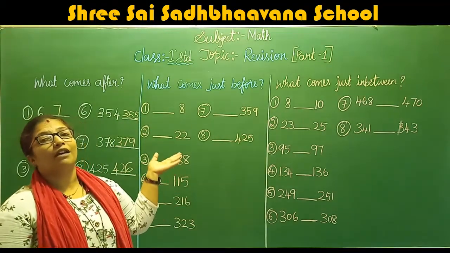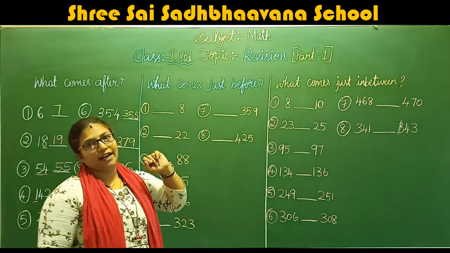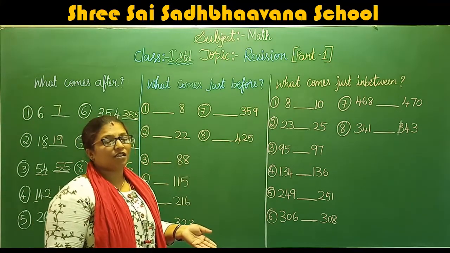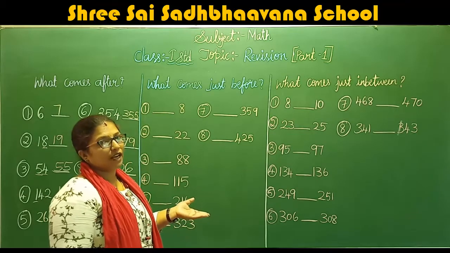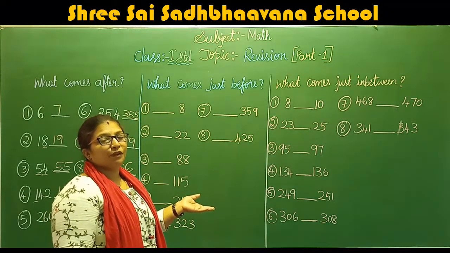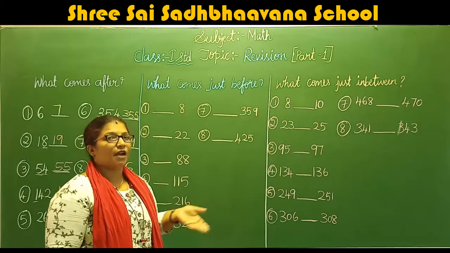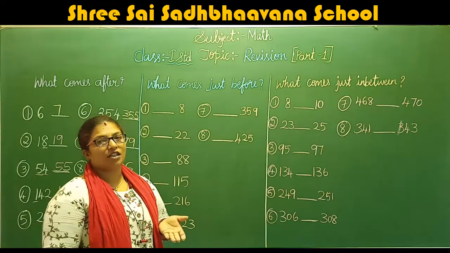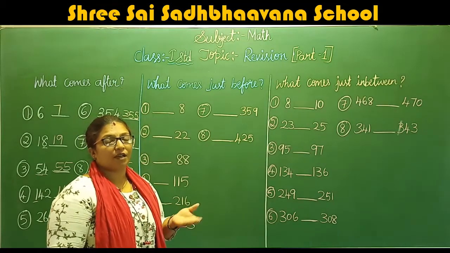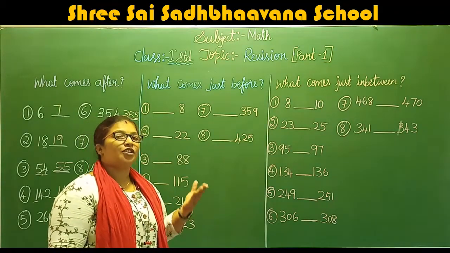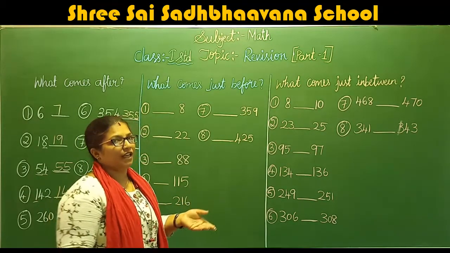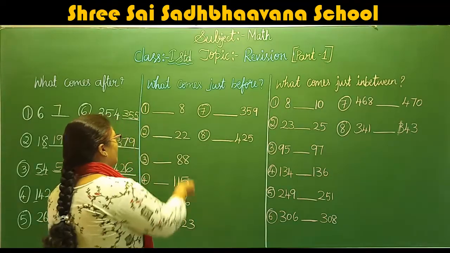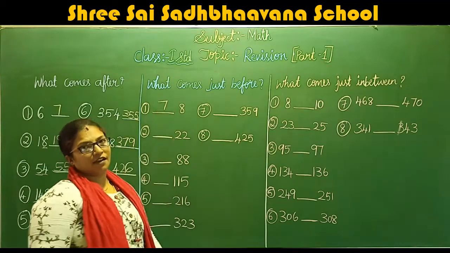What is the backward number for 8? Before 8, what number will come? Before 8, 7 will come. You can say 9, 8, and before 8 is 7, because from 9 you can count the backward numbers. You should write 7 here.